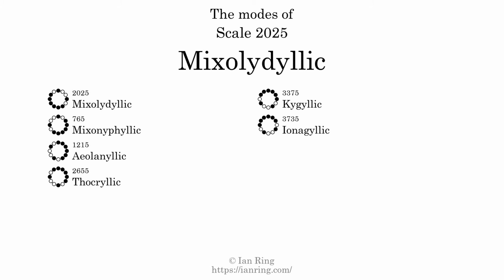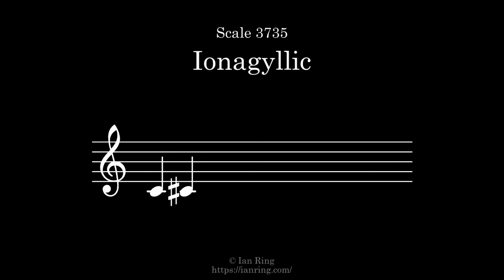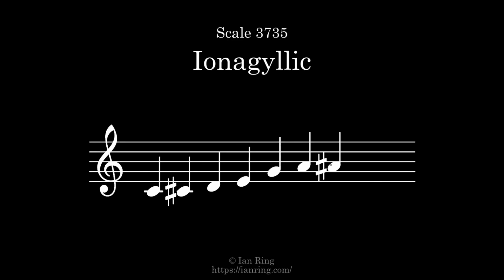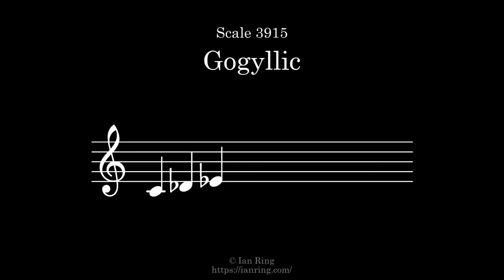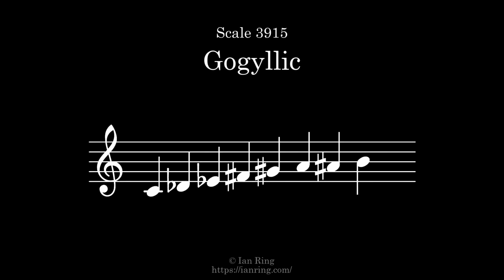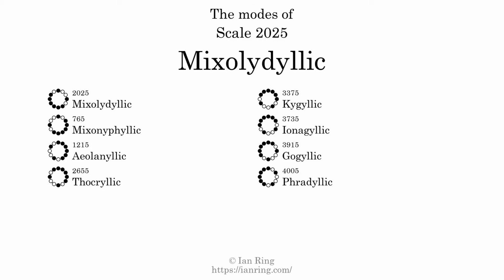The sixth mode is scale 3735, also known as octatonic. It sounds like this. The seventh mode is scale 3915, also known as octatonic. It sounds like this. The eighth and last mode is scale 4005, also known as triads. It sounds like this.